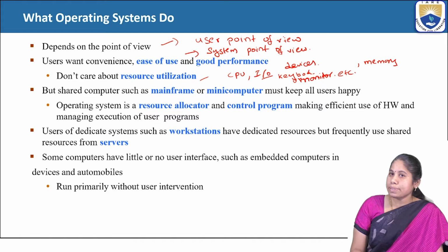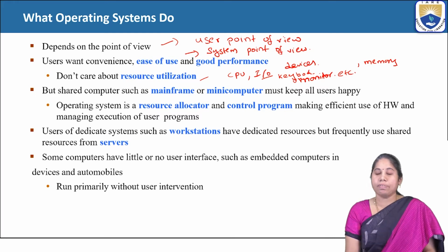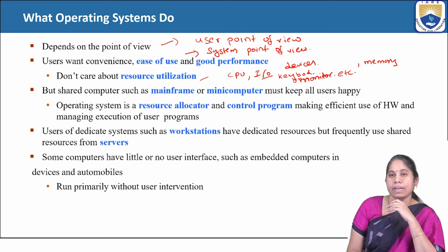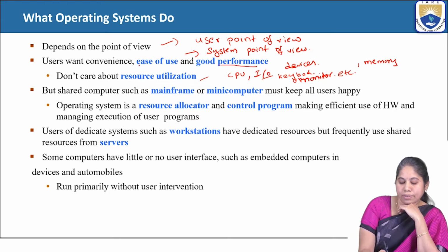So from the user perspective, we never bother about how we are utilizing the resources, but we always want ease of use. Ease of use means, for example, touch screens, and we want speed. Suppose I type some application, and whether the result comes out immediately or not. So we want very good performance. We look only for good performance and ease of use.